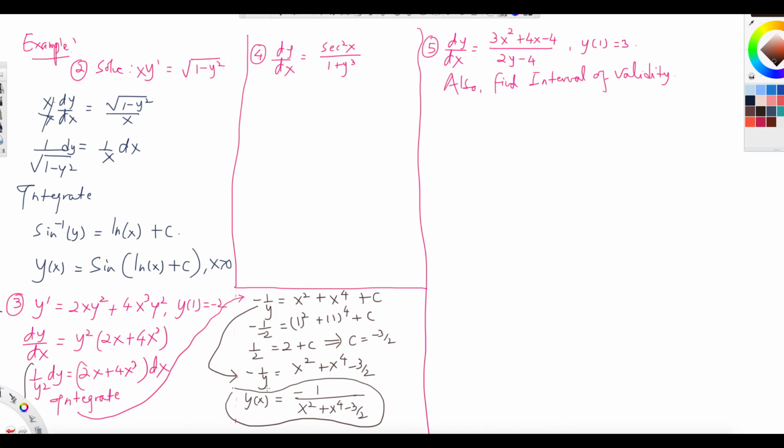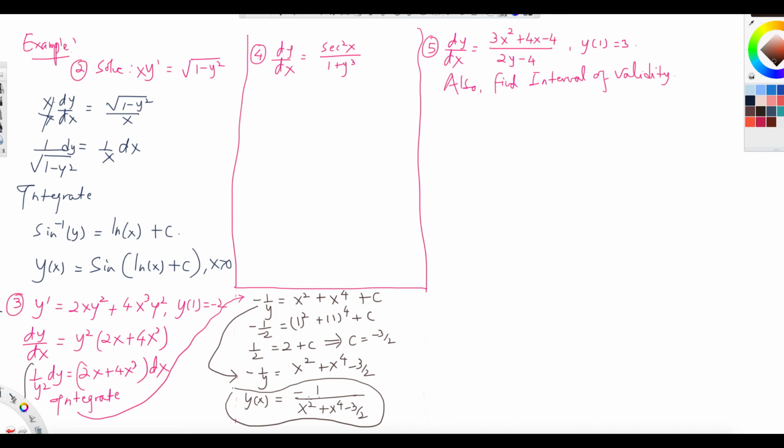Okay, now we want to find out the interval of validity here. So how do I find out the interval of validity? You need to plot this. You can plot this in the graph and then see for which value of x it works. Let me plot this in the graph, because you need to draw the graph also.